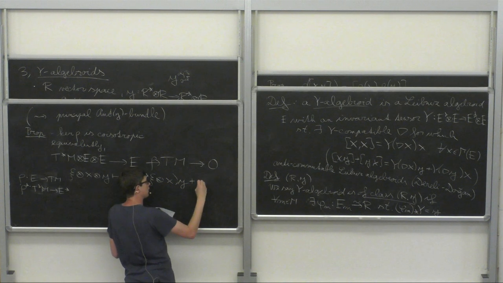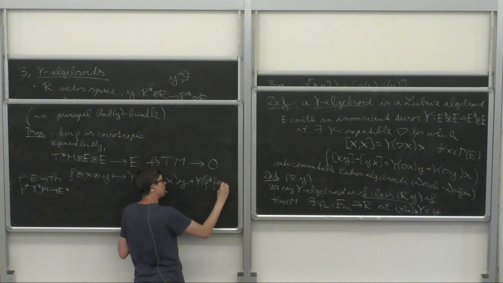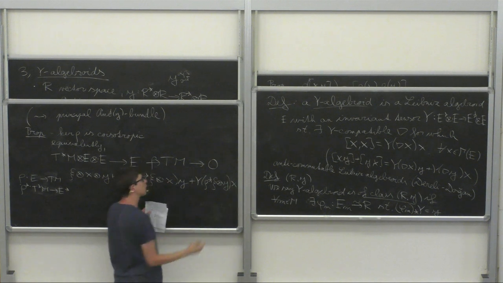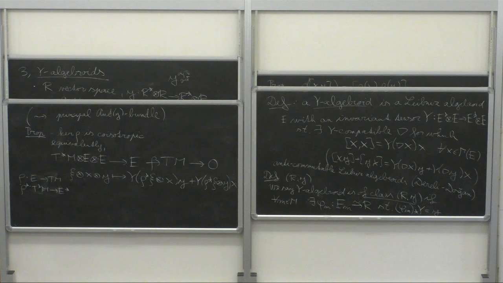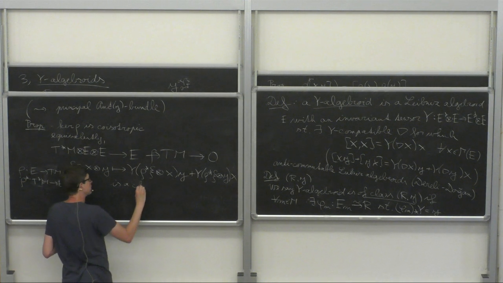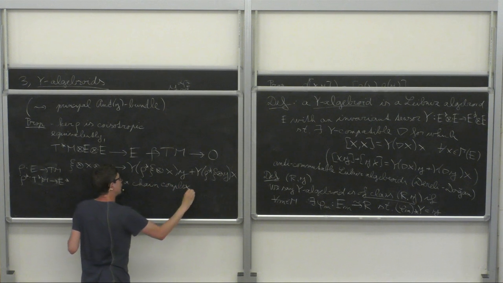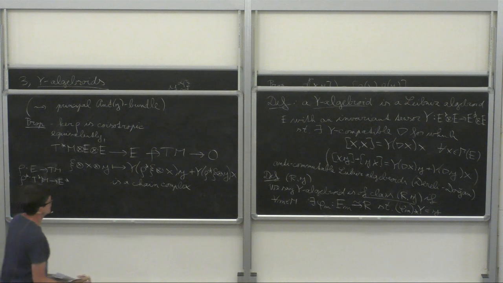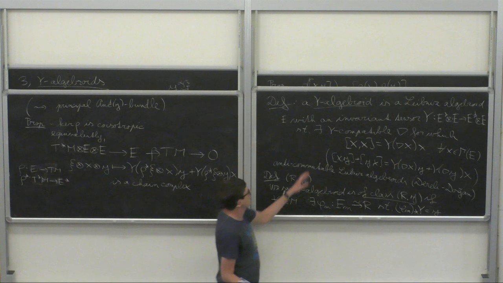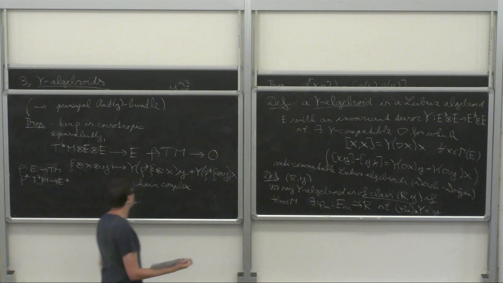And the same but with the roles exchanged. So the claim is that this is a chain complex. That's very simple to prove if you just apply rho to this left hand side.